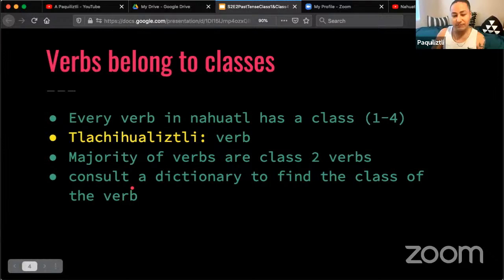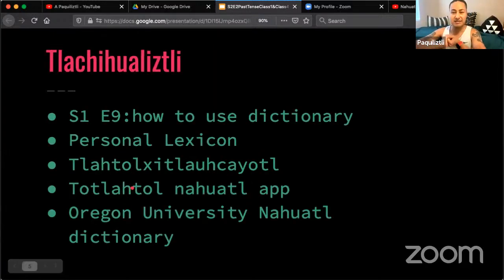If you don't know the class of a verb, you're going to consult the dictionary, and that is what I'm going to talk to you about. If you go back to season 1, episode 9, I talked to you about how to use the dictionary, and at that time I told you, hey, you're going to need to know what class a verb is because of the past tense. So now that we're covering the past tense, you could go consult episode 9 on season 1, and then you'll know exactly how to use the dictionary, but I am going to go over it here.